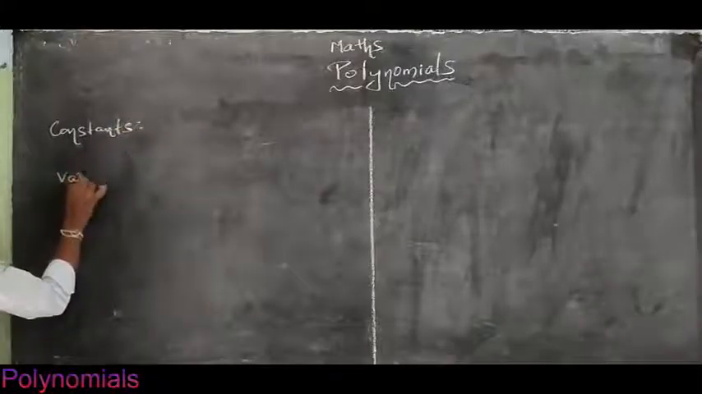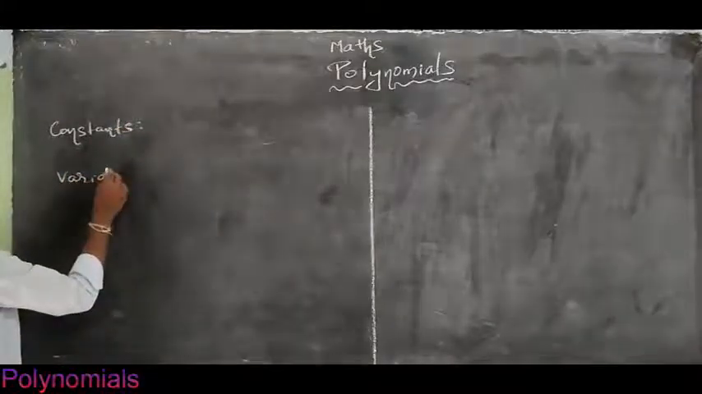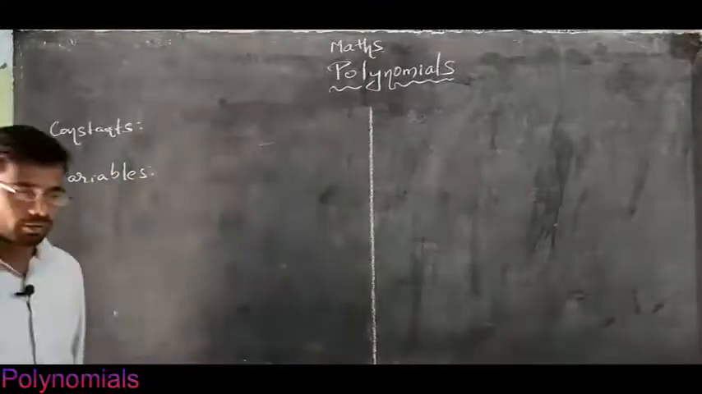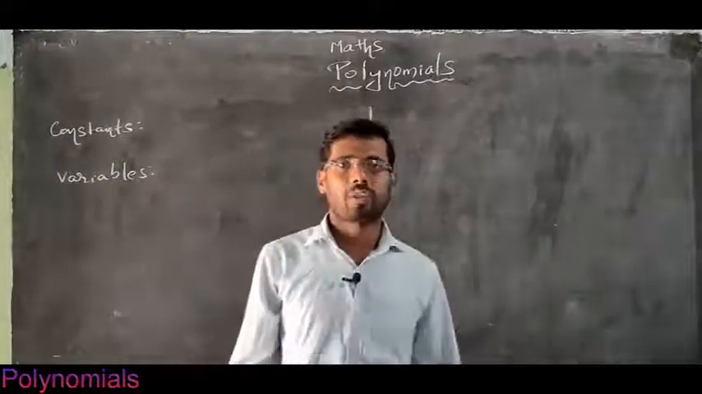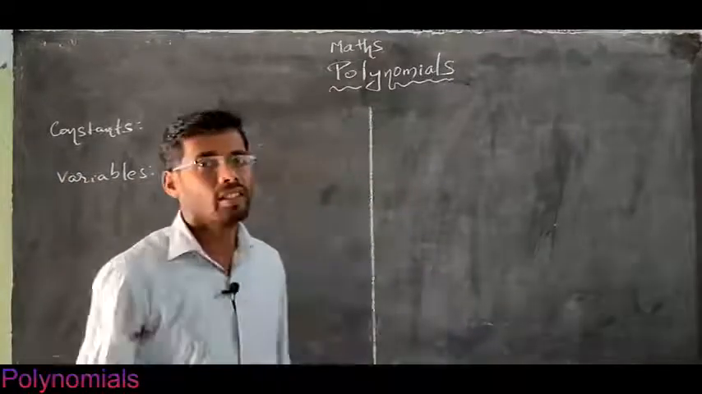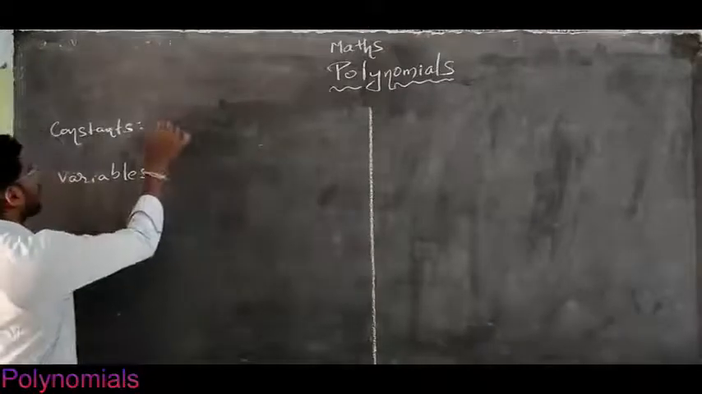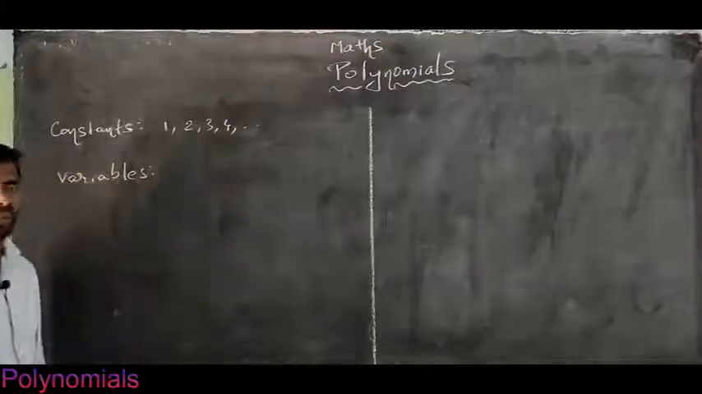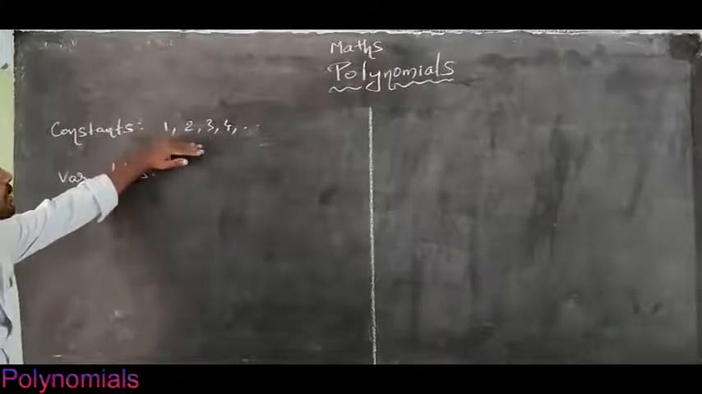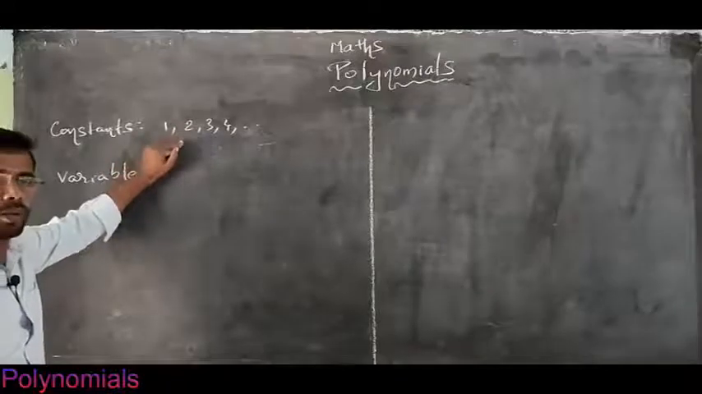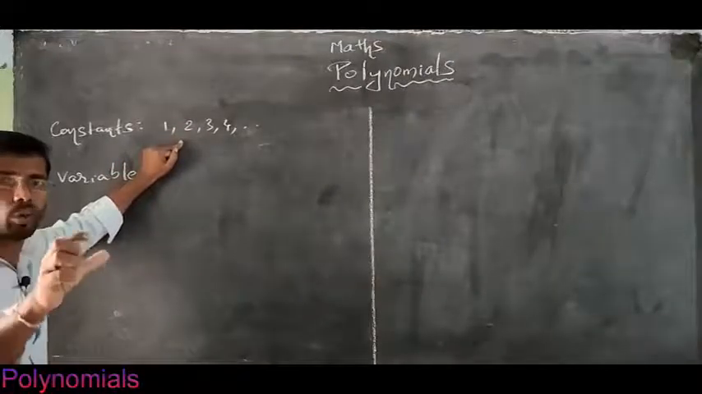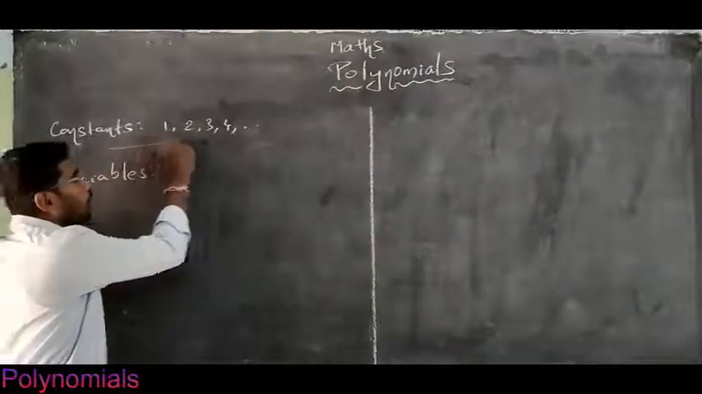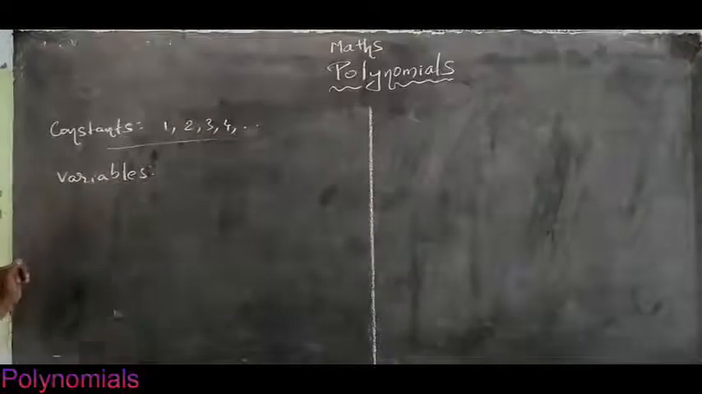Constants and variables. Already you know constants. Constant means what? All the numbers. All the numbers we call constants, like 1, 2, 3, 4, and so on. Any number we call a constant. Why do we call it a constant? Because suppose I take the number 2. Its value is fixed. 2 means 2 only. Its value does not change. Its value is fixed. That's why we call all of these constants.